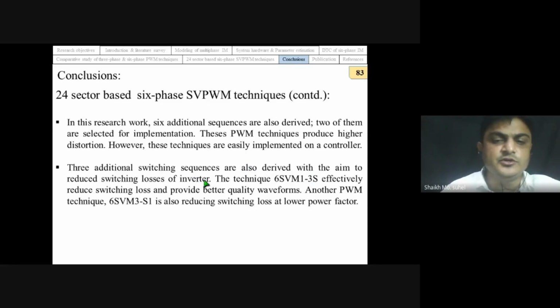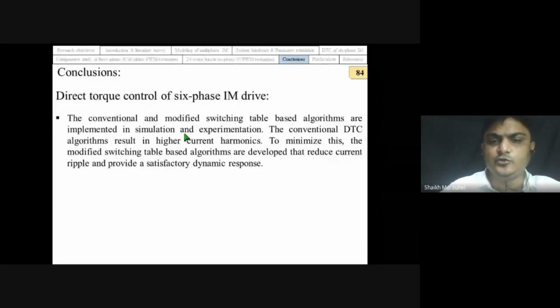The aim here is to reduce the switching loss of the inverter, and these techniques effectively reduce the switching loss that we have observed just now. In case of direct torque control technique, we have selected 2 techniques. What we have observed here is that the conventional PWM technique results in very high stator current harmonics, while the modified switching table technique reduces the stator current harmonics very effectively, because in each and every case they utilize 2 voltage vectors, and they always reduce the harmonics from the XY plane.